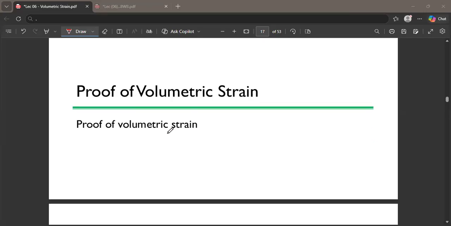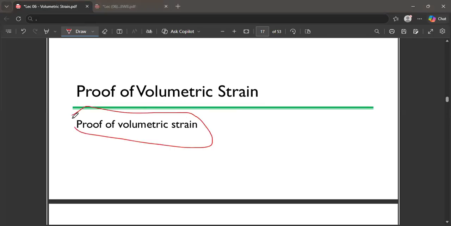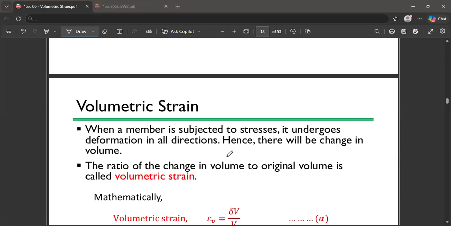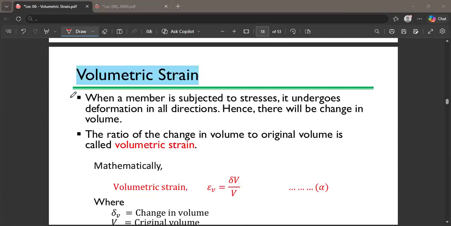For volumetric strain, first of all, you want to look at the proof of the volumetric strain. Our main focus is this: take note that when a member is subjected to stresses, it undergoes deformation in all directions. Hence, there will be change in volume.